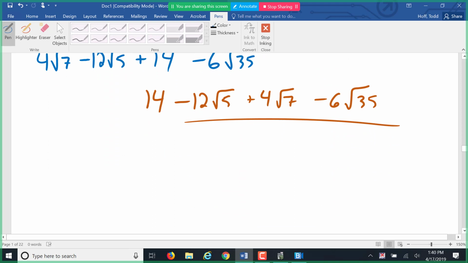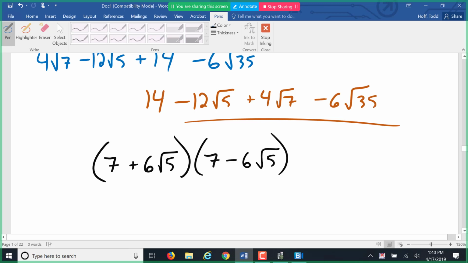I want you guys to try one in your notes. 7 plus 6 times the square root of 5 times 7 minus 6 times the square root of 5.